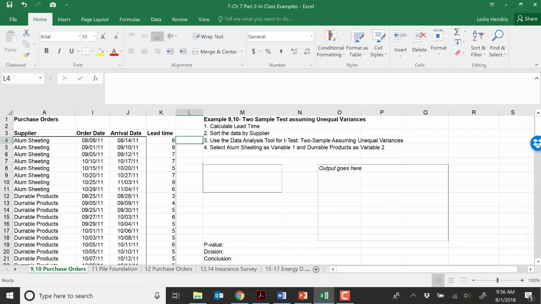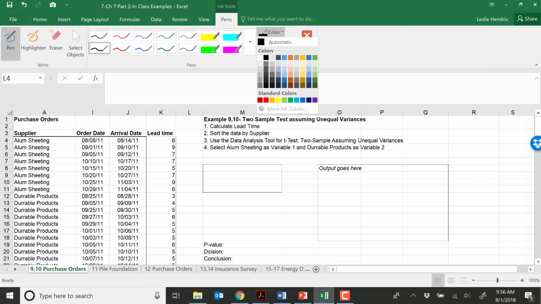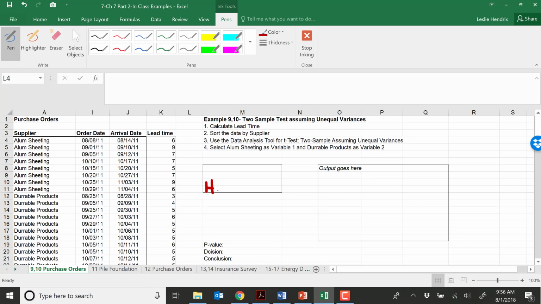So our research question is, we want to know whether the mean lead time for alum sheeting is bigger than the mean lead time for durable products. So what's our research question then? Our research question is our alternative hypothesis, and that is that mu for alum sheeting, we'll call it 1 because that's the way it's going to be denoted in Excel, is bigger than the mean lead time for durable products. That's our research question. So that's our alternative hypothesis.